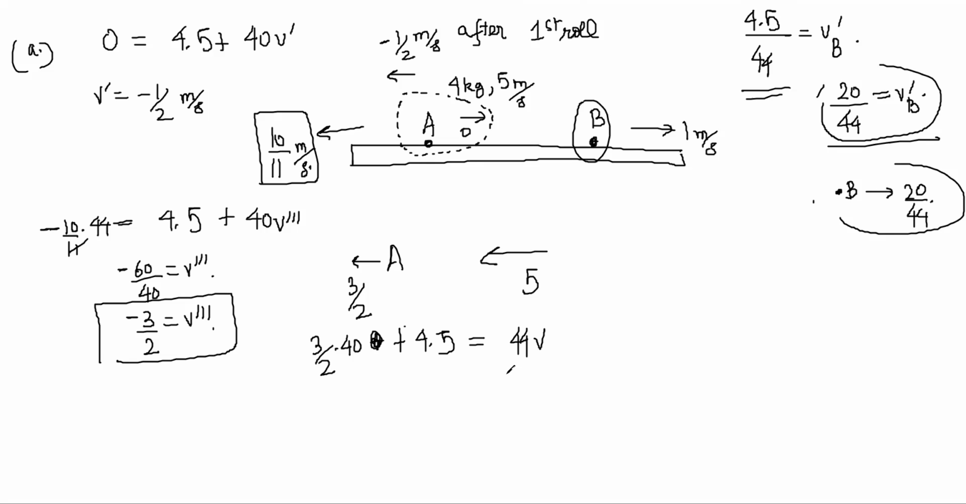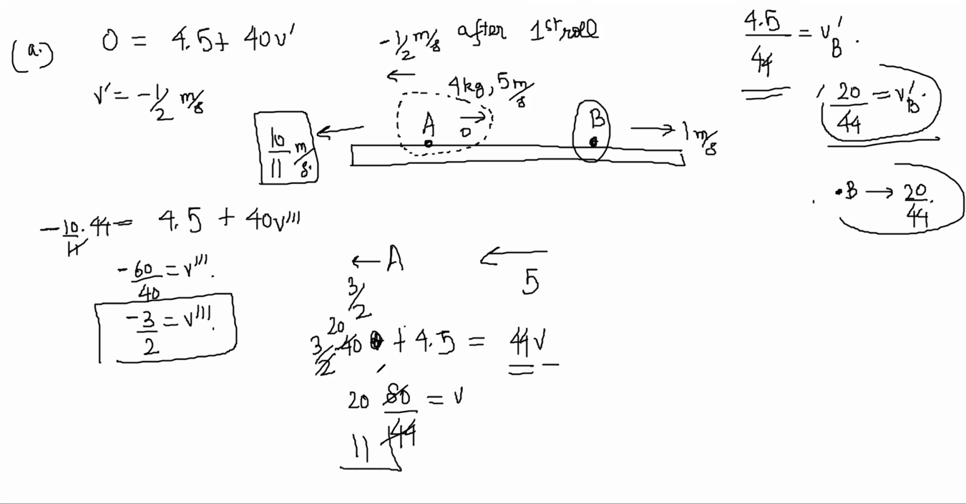Final velocity will be this one. This is initial, just before he catches it, and this is just after he catches it. So this is 60 plus 20, 80 by 44, which is basically 20 by 11.